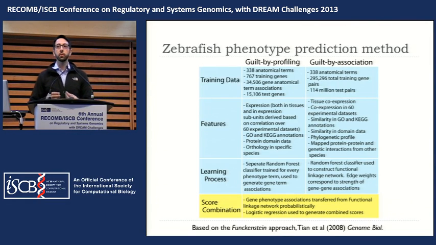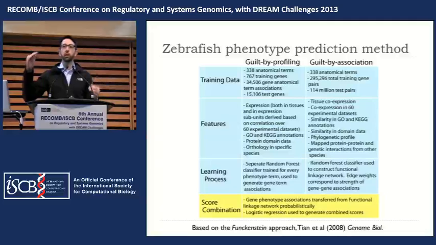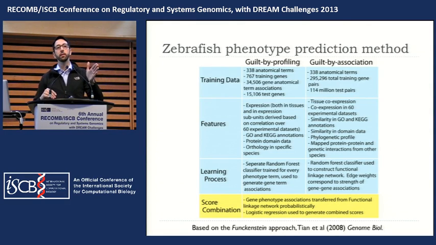In guilt by association, you're predicting gene-gene associations. So training information was any genes that share a phenotype, and features were things like genetic and protein interactions mapped from other species, co-expression, similarity in phylogenetic profile. You make one random forest classifier that generates a functional linkage network, which is mined for every phenotype, and then you combine the scores through logistic regression. So when this was all done, what we had was a matrix, 15,000 zebrafish genes by 338 anatomical processes. And every element of that matrix was the likelihood that that gene would affect that anatomical process when you knock it down with a morpholino.